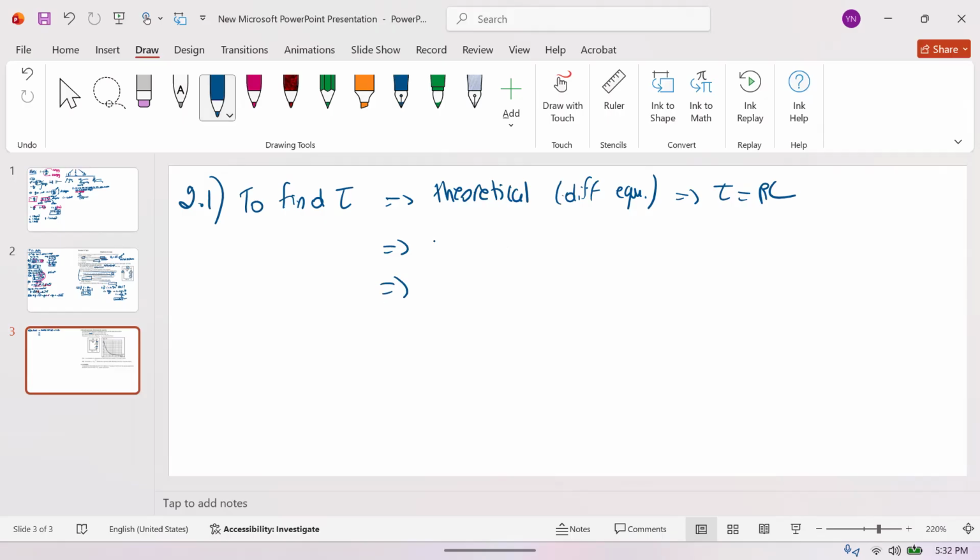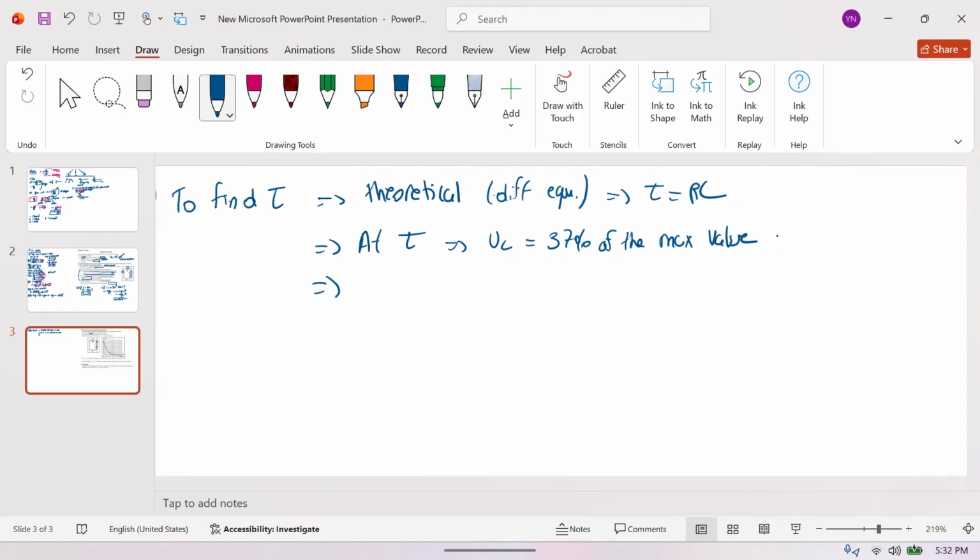The second way, we know that at tau, uc should be 63% if it's charging, but now we're discharging, so it's 37% of the max value. And this is really preferable. Then we can use the graph so we can find where tau is. This is what I will do here.